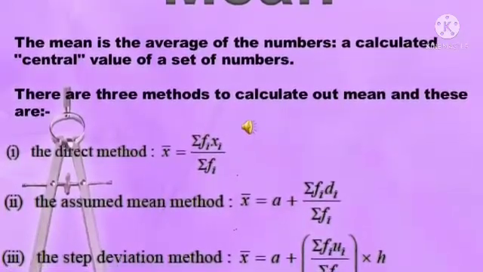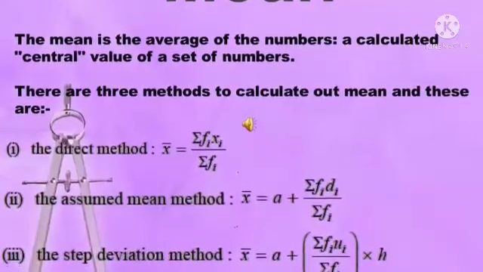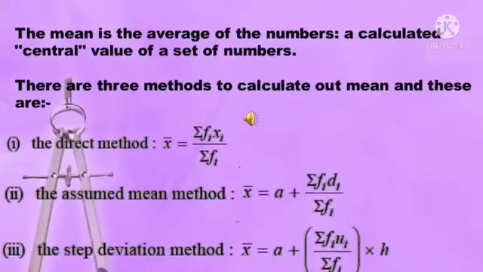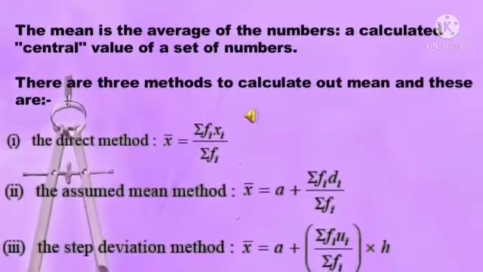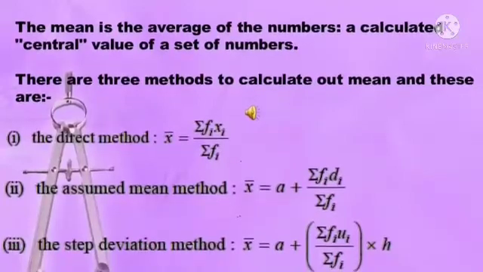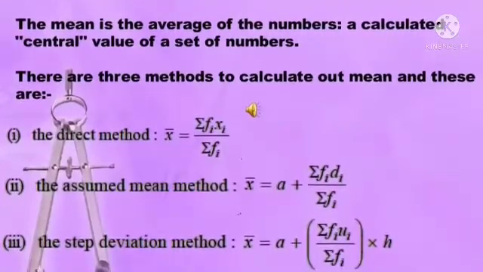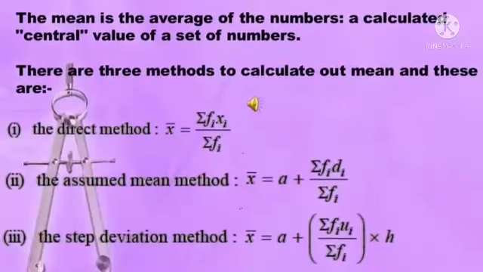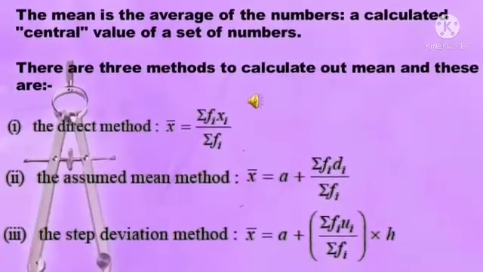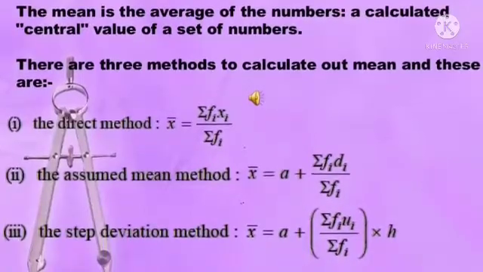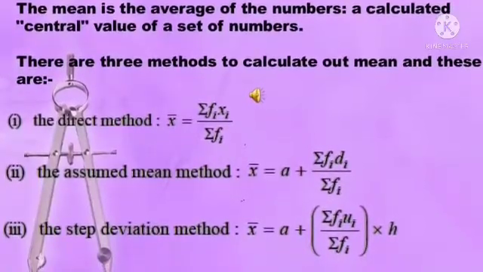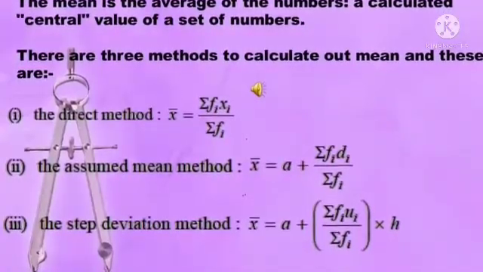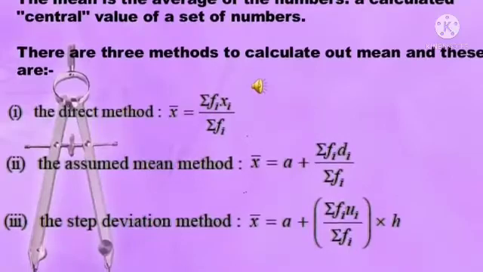The next one is the assumed mean method, that is x bar is equal to a plus summation of fi di upon summation of fi. The next one is the step deviation method, that is x bar is equal to a plus, in the brackets, summation of fi multiplied by ui upon summation of fi, closing the bracket, multiplied by h.